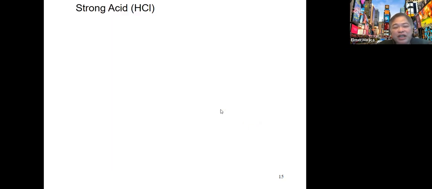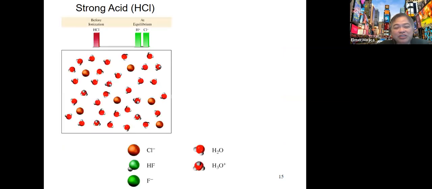So when you have a strong acid, initially what you have? Lahat HCl. But once they form in the solution, it's either H plus or Cl minus. You don't have any HCl. Kaya yung H plus or H3O plus, that's the strongest acid in the aqueous solution. Gets better?